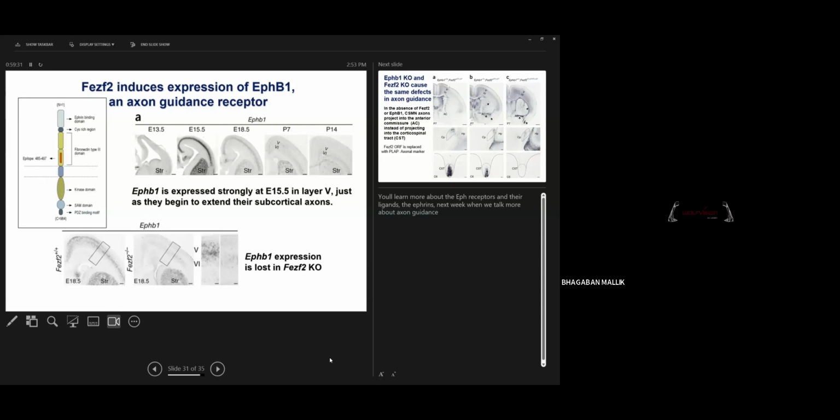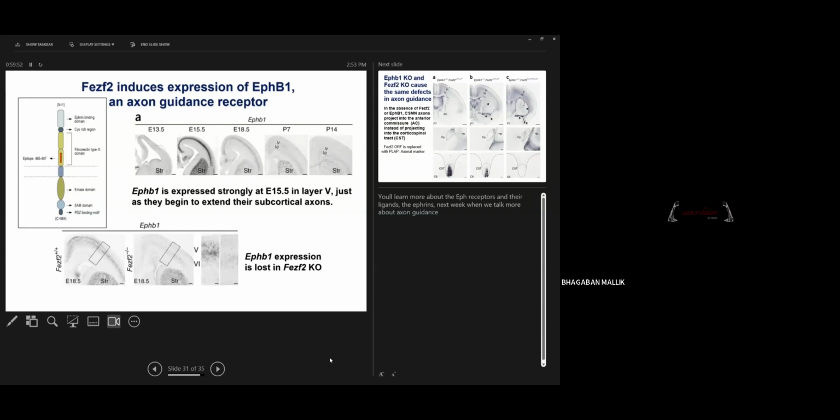When you have FEZF2, you have expression of this protein, EPHB1. But when you have loss of FEZF2, you can see that this protein is lost. Okay, so EPHB1 expression is lost in FEZF2 knockout mice. So in these knockout mice, you have loss of this protein.